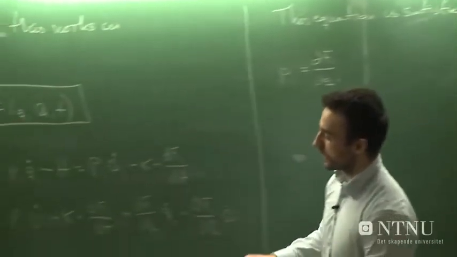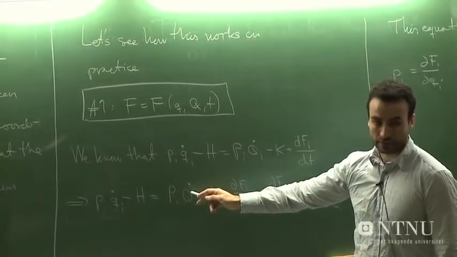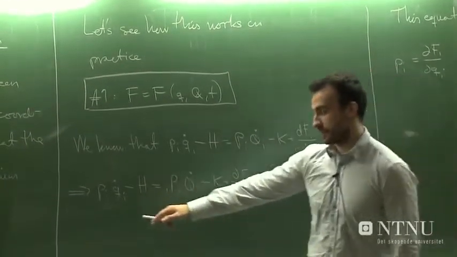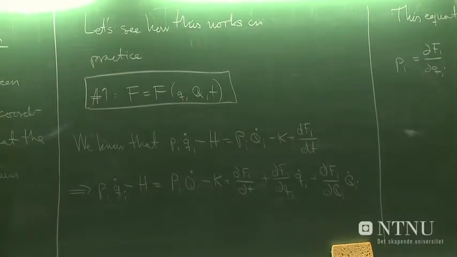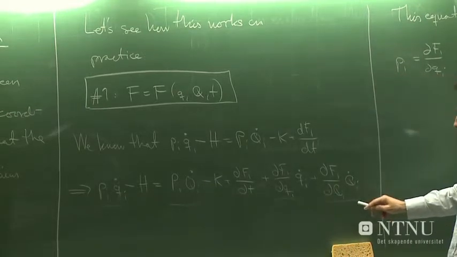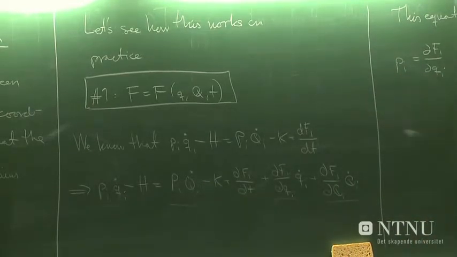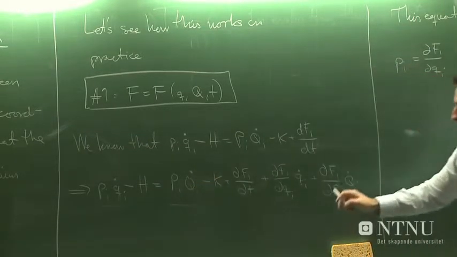Similarly, we have no dependence on large q dot on the left-hand side. And so we should have no dependence on large q dot on the right-hand side either, which means that these 2 terms have to cancel. And that gives us a requirement for how p must be related to this one.